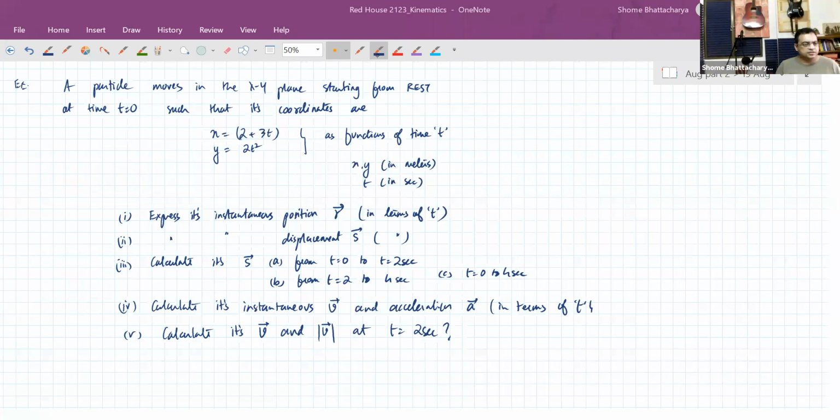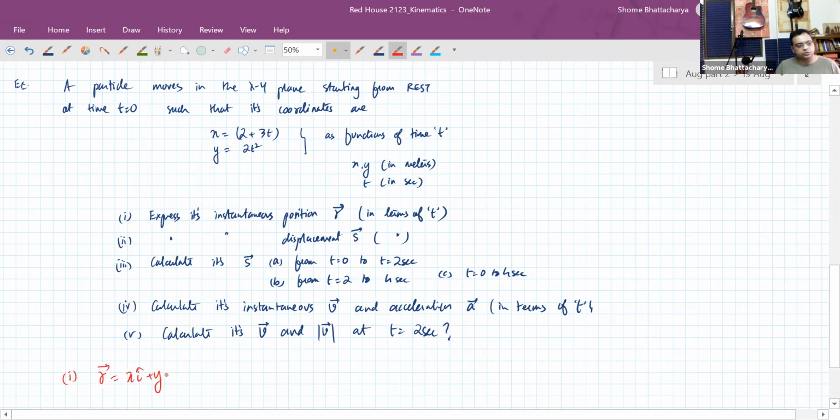So let's start by understanding the position vector. The first part is very easy. All you have to do is substitute x and y. So the position vector is x i cap plus y j cap, because it's a two-dimensional motion. It's moving in the xy plane only, so there's no z coordinate. Substituting x and y, position as a function of time becomes (2 plus 3t) i cap plus 2t squared j cap, where each of these components are in meters and the time is in seconds.